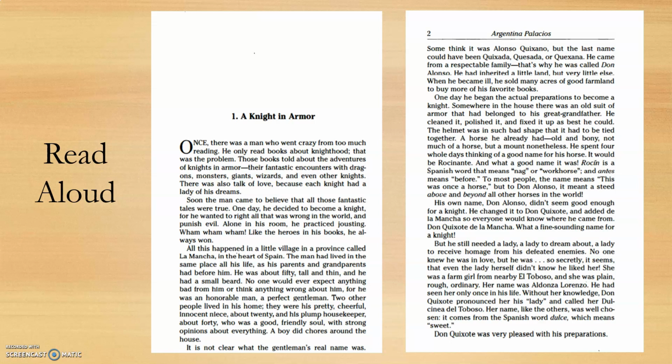No one knew he was in love, but he was, so secretly. It seems that even the lady herself didn't know he liked her. She was a farm girl from nearby El Toboso, and was plain, rough, ordinary. Her name was Aldonza Lorenzo. He had seen her only once in his life. Without her knowledge, Don Quixote pronounced her his lady, and called her Dulcinea de Toboso. Her name, like the others, was well chosen. It comes from the Spanish word dulce, which means sweet. Don Quixote was very pleased with his preparations.